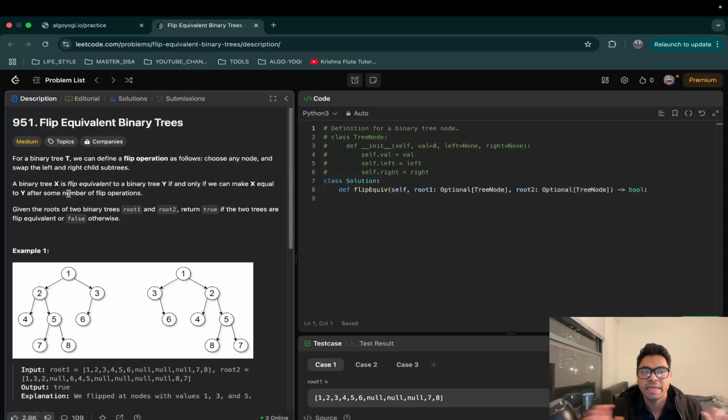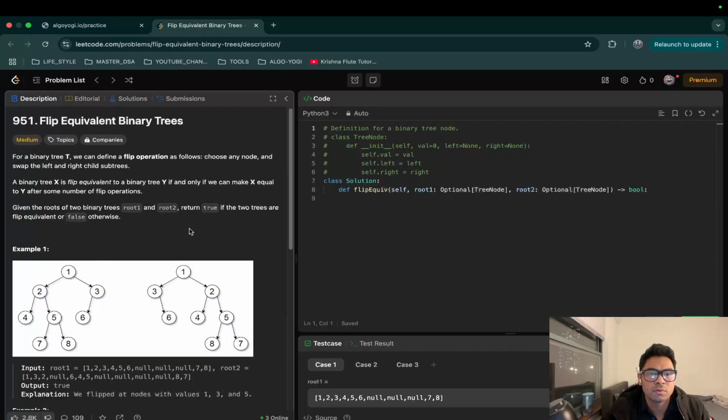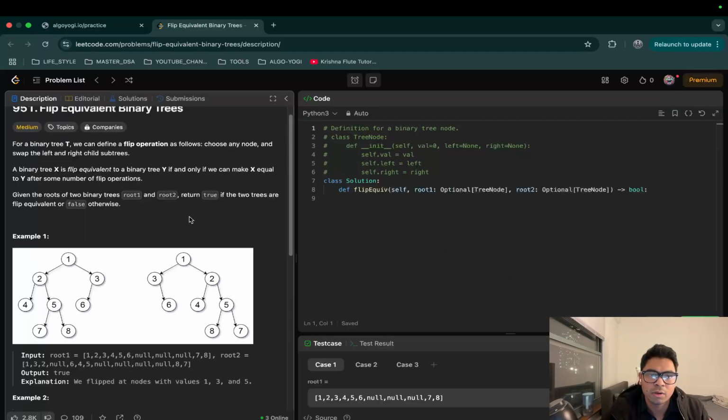make X equal to Y after some number of flip operations. That number is not given, so we don't have to do it in only a specific number of operations. You could flip entire subtrees as many times as you can. But at the end of the day, they need to become equivalent to each other. That means they are flip equivalent binary trees. So given root1 and root2, we just need to return true if they are flip equivalent, otherwise false.